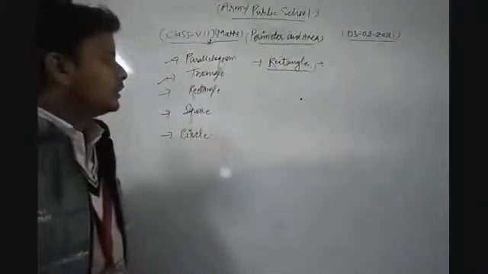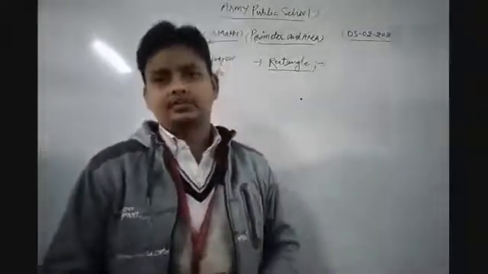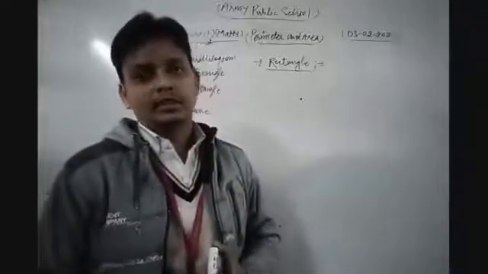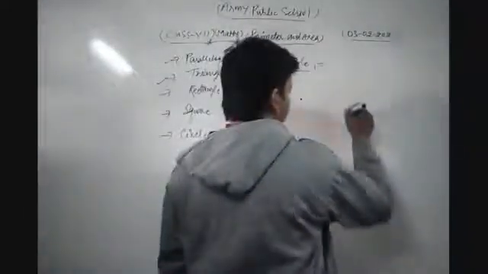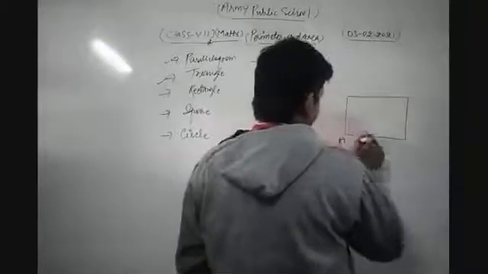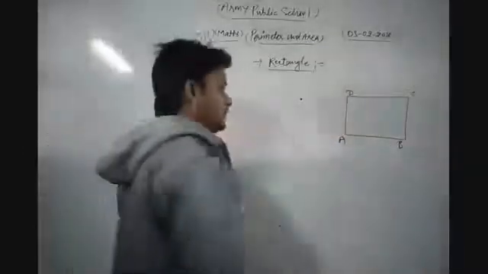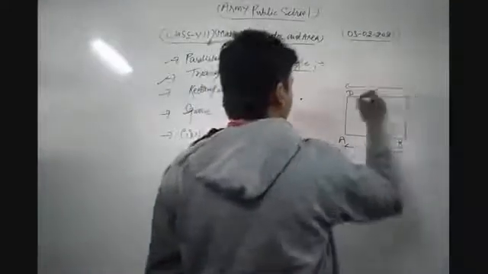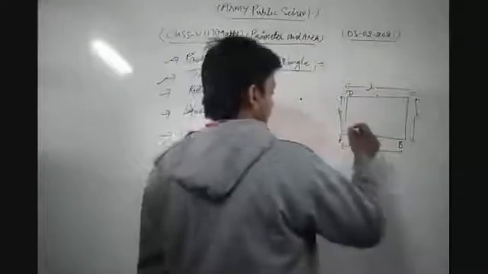What is the concept of rectangle, dear students? A rectangle is also a special type of quadrilateral in which opposite sides are equal and each angle is a right angle, 90 degree. Suppose here ABCD is a rectangle in which opposite sides are equal. Suppose this is L, so this is also equal to L. This is the breadth of the rectangle, so this is also equal to B. And each angle of the rectangle is a right angle.